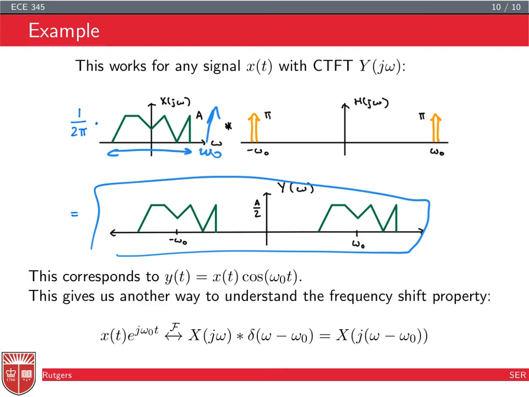You know that when you multiply x of t by e to the j omega 0 t, this is a multiplication, so in the frequency domain, it's going to become a convolution, right? Which means that this is going to be a shift. And this brings me to the end of this chapter on CTFT.